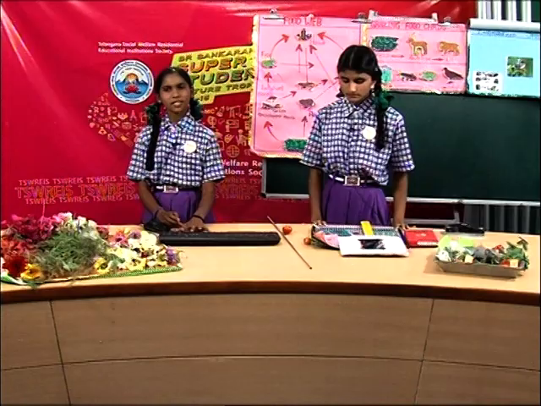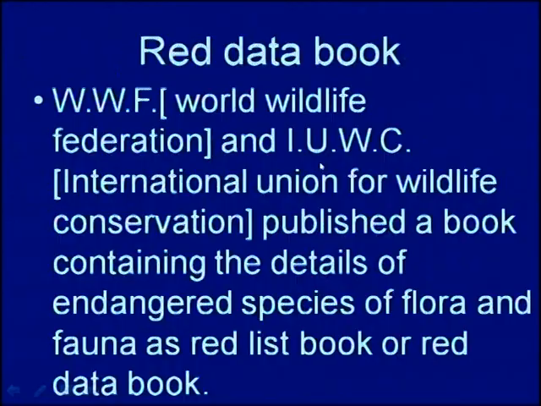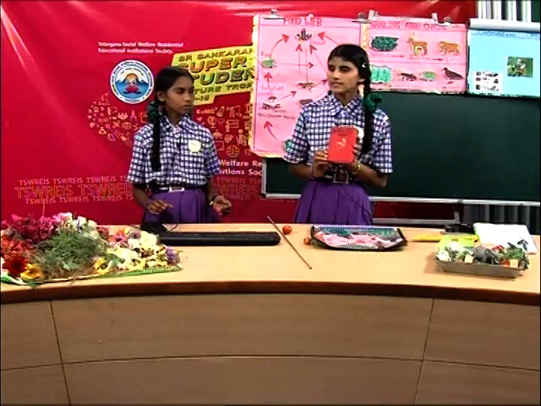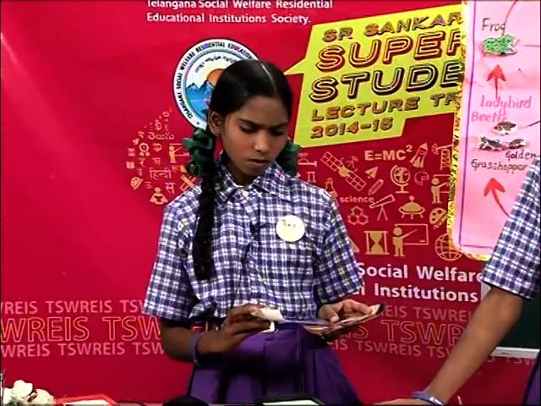Okay, Girija, may I know what our government is doing? So, WWF is the World Wildlife Federation, and IUCN is the International Union for Conservation of Nature. They published a book containing the details of endangered species of flora and fauna of our country, and they published it as the Red Data Book and Red List Book. See here, Praveena, this is a Red Data Book. See the slide, friends.